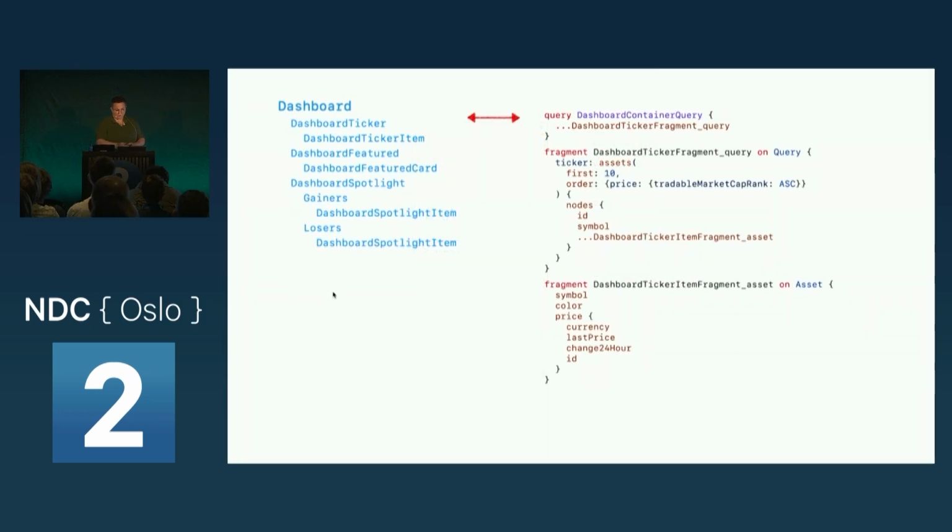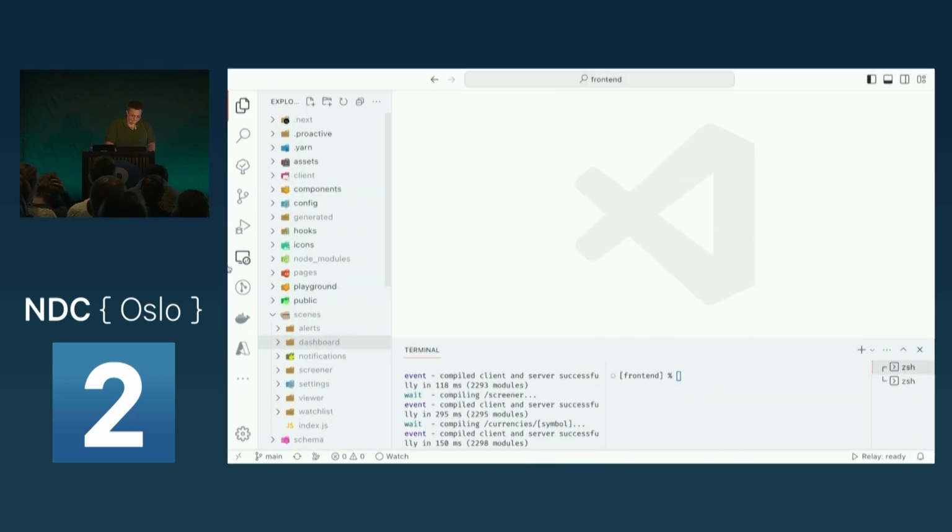Here you can see I have the ticker where I need this information: the symbol, the color, and the price, just to render each of these in the ticker. And then I compose this information into the parent component, into the list. In the list, what I am saying is I need the first 10 items, and I need them sorted in this specific way. And here is where I split what I have in the children. And then I do this again, I compose in the parent. Let's see this in the real code.